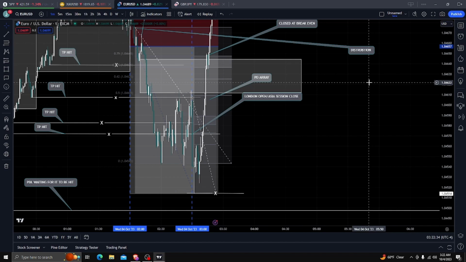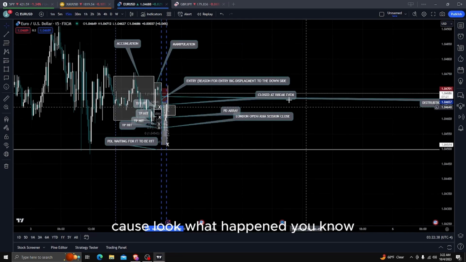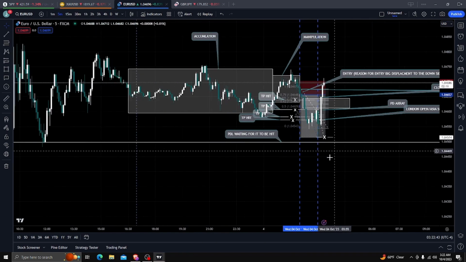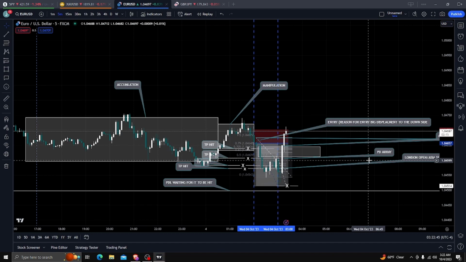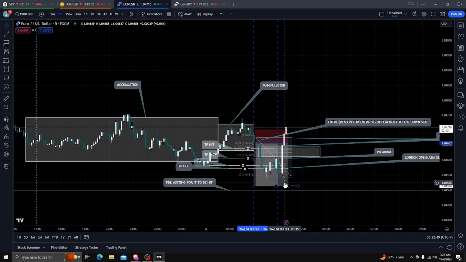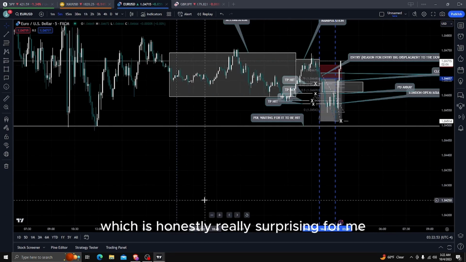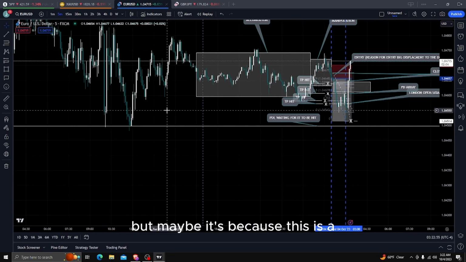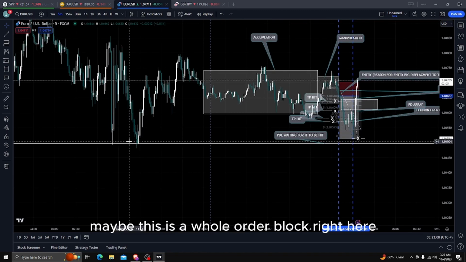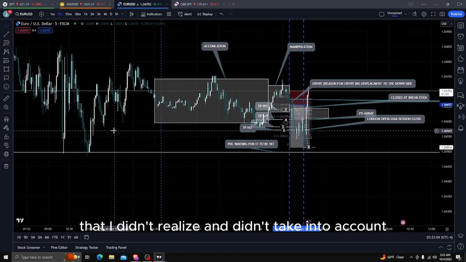It seems like we got a big player here because look what happened. These are pretty big wicks. These are pretty big orders getting filled right now. It looked like this was just going to fall off, but it didn't. I was assuming that it would, which is honestly really surprising for me. But maybe it's because this is a demand zone. Maybe this is a whole order block right here that I didn't realize and didn't take into account.